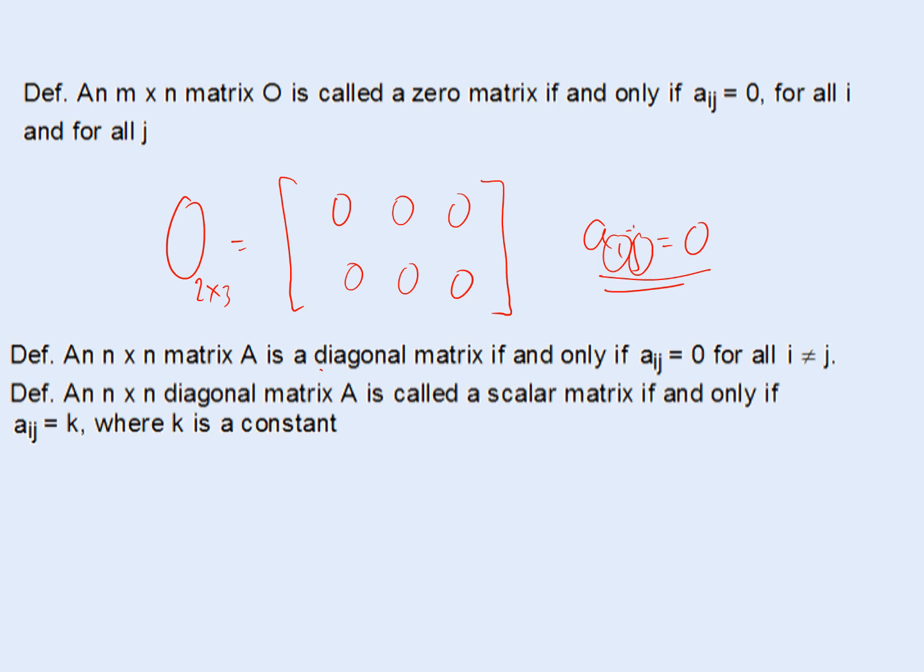Next, a diagonal matrix. A diagonal matrix A is a square matrix if and only if aij is 0 for all i's not equal to j. So that means that the elements are all 0 except for those found along the main diagonal. Say for example, A is a 3 by 3 matrix. All elements are 0 except for those along the main diagonal.